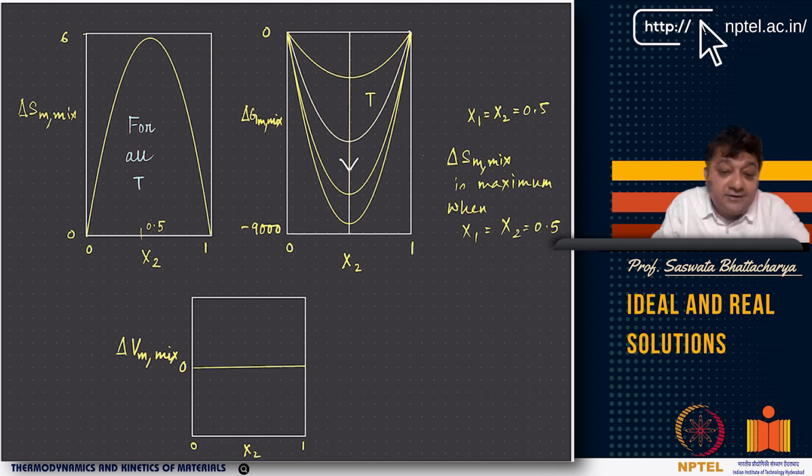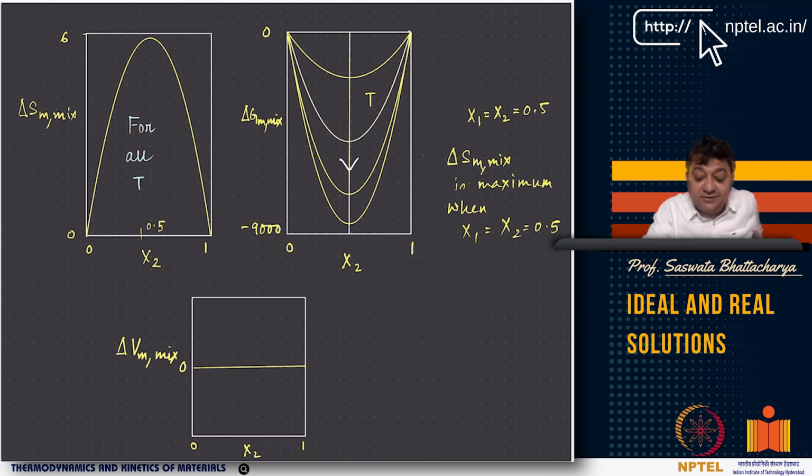And if you plot it, then you can see delta Sm mix for all temperatures, because delta Sm mix is having minus R xi ln xi, it's independent of temperature. So you can see that this has this nice curve, and if you look at a binary solution, the maximum value is for x1 equal to x2 equal to 0.5, and that comes out to be very near 6. If you multiply 8.314 by 0.67, I think, you will get very close to 6.